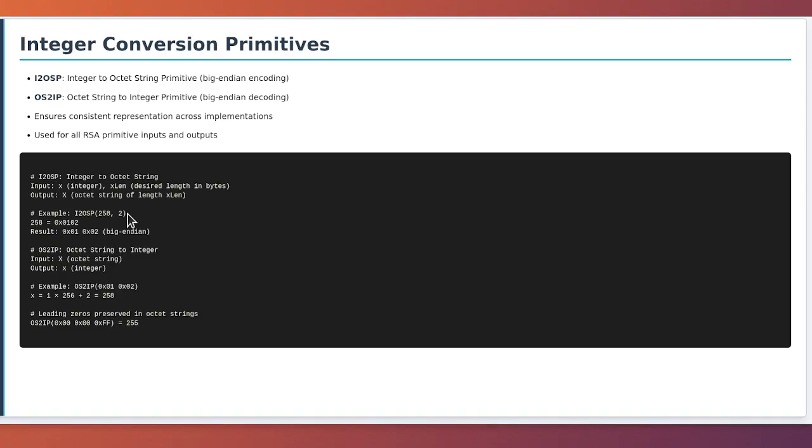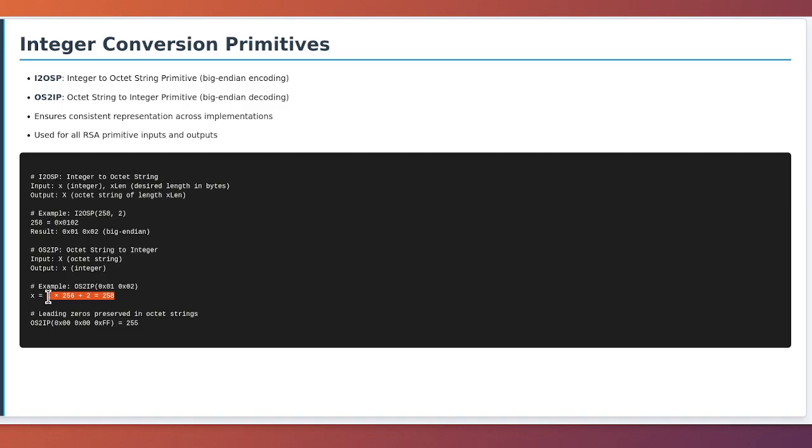OS2IP performs the inverse operation. It takes an octet string X of length xLen, and converts it to a non-negative integer x. The conversion treats the octet string as a big endian integer. Mathematically, x equals the sum, from i equals 1 to xLen, of X at position xLen minus i, multiplied by 256 to the power of i minus 1.